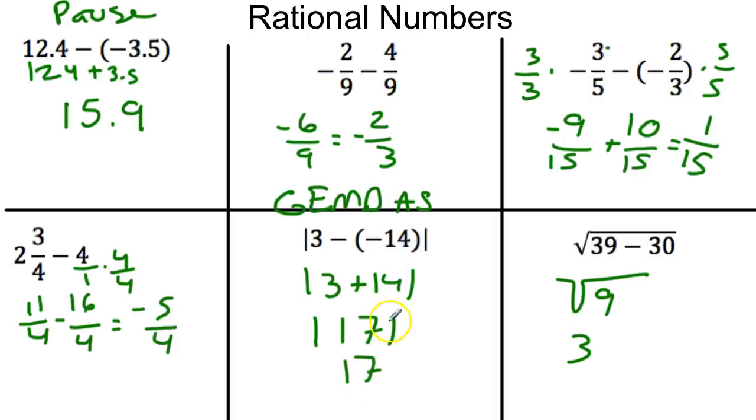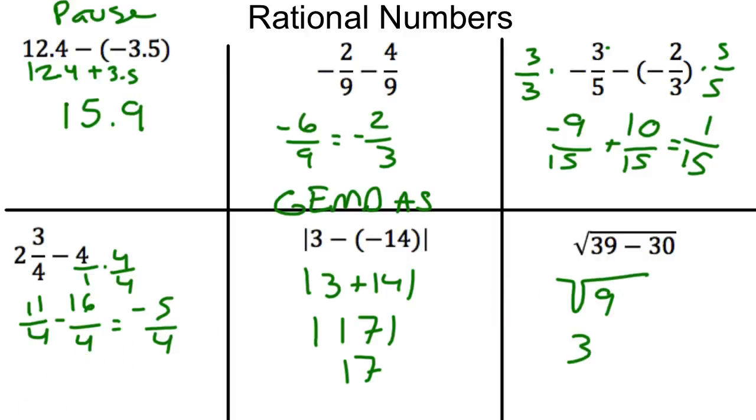A mistake that I always see: if the value inside the absolute value bars is positive, people make it negative, but it's always going to be positive. Over here, again, PEMDAS, we have a radical, a square root symbol. So we need to do everything inside first. 39 minus 30 is 9. The square root of 9 is 3. If you remember the square root, that means what number multiplied by itself equals 9? Well, 3 times 3 equals 9.